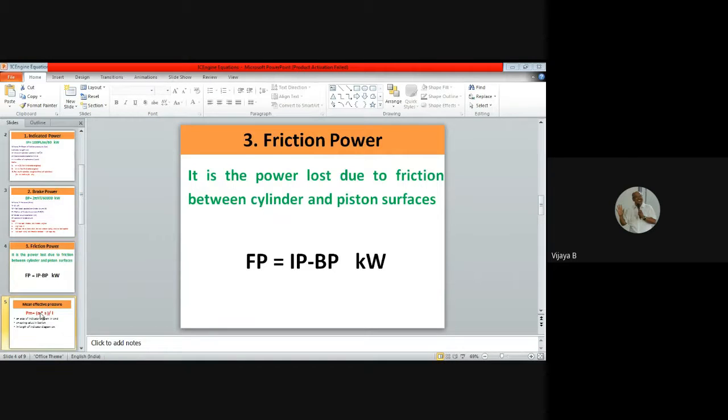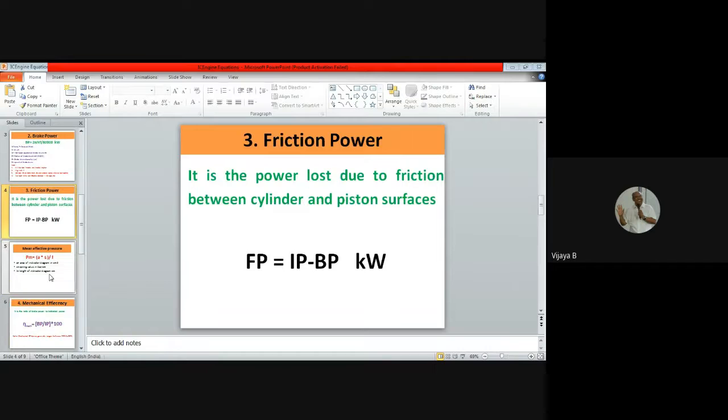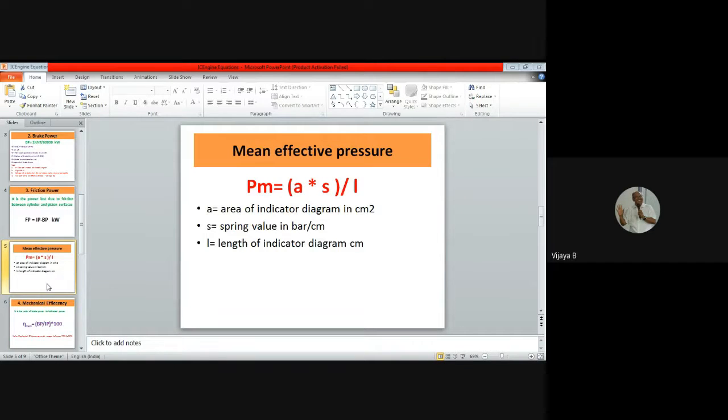Now let's move on to the fourth one, that is mean effective pressure. In IP, we also defined PM, that is mean effective pressure. It is A into S by L, where A equals area of the indicator diagram in centimeter square, S equals spring value in bar per centimeter, and L equals length of the indicator diagram in centimeter. Since centimeter cancels with centimeter square, finally PM is in terms of bar.